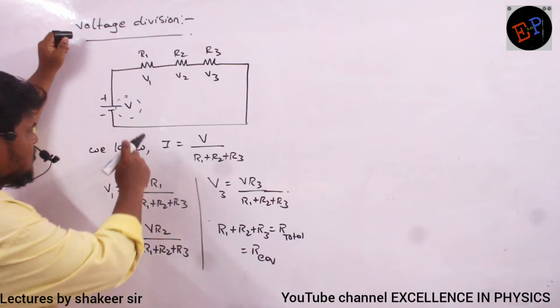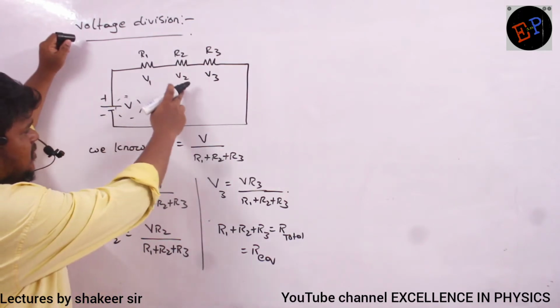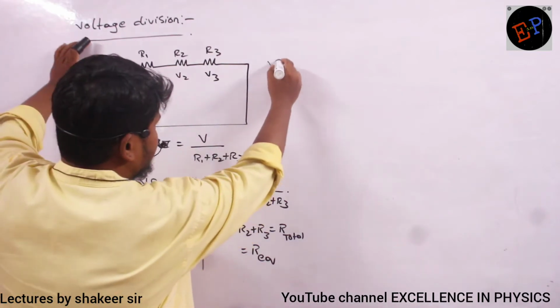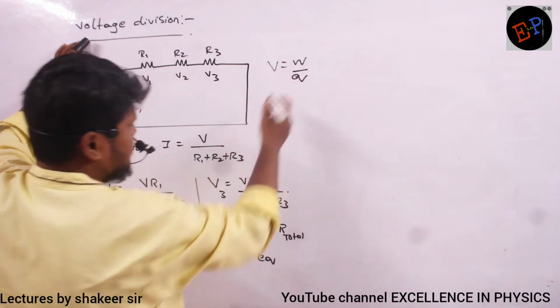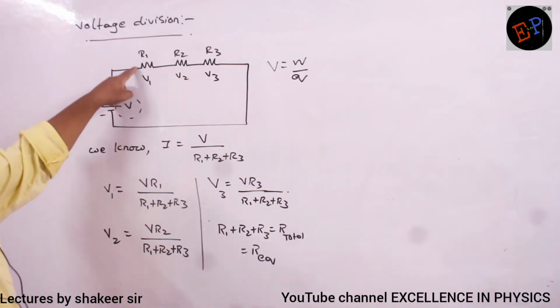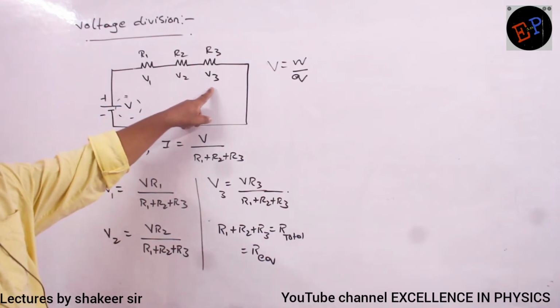Okay. So total supply potential is V. So this supply potential is divided among all the 3 resistors. What is meant by potential? Already we have studied, work done per unit charge. So out of the total capacity of the battery, the first resistor will take V1 potential, the second one will take V2 and the third one will take V3.